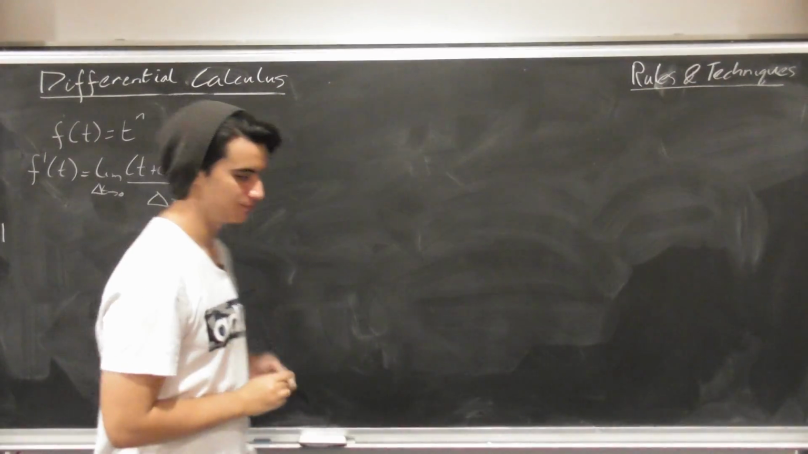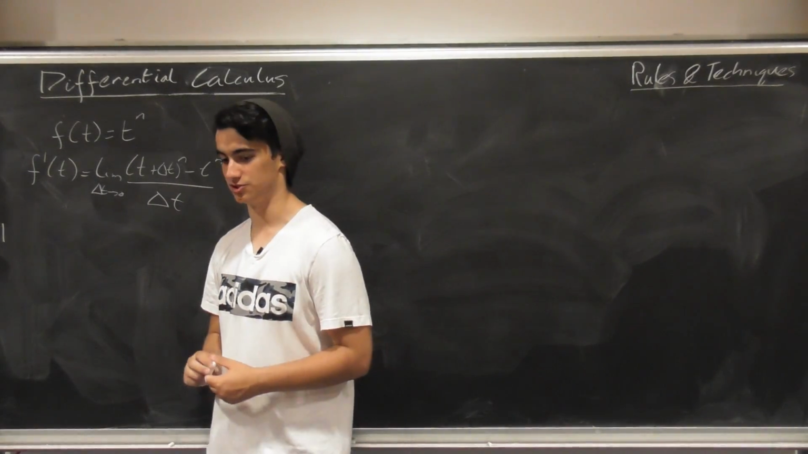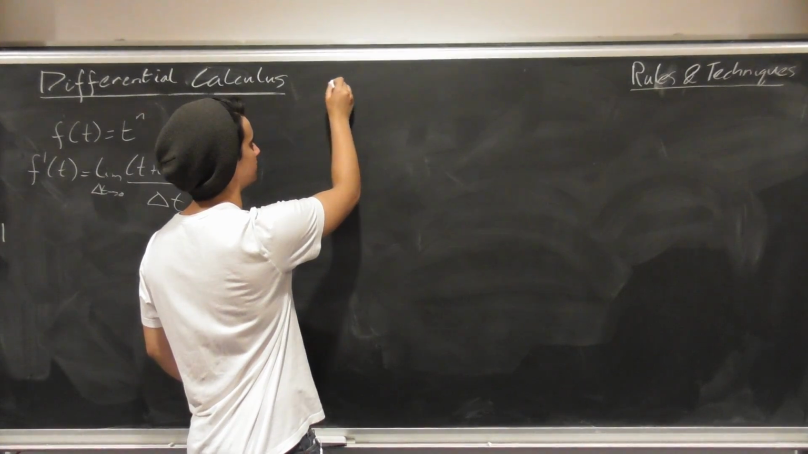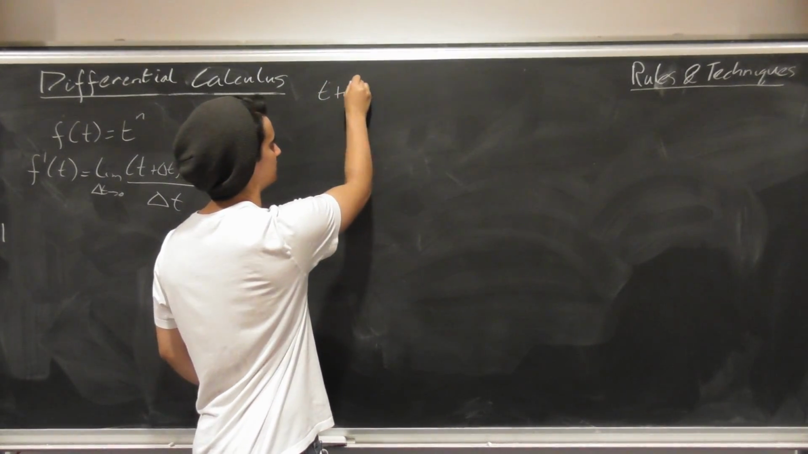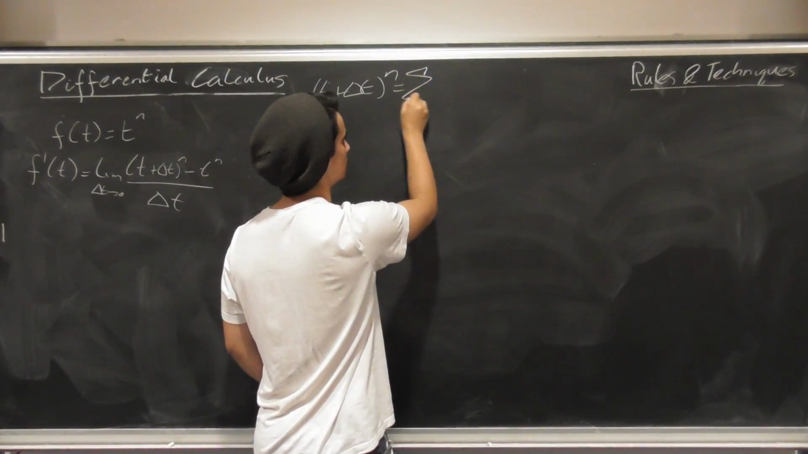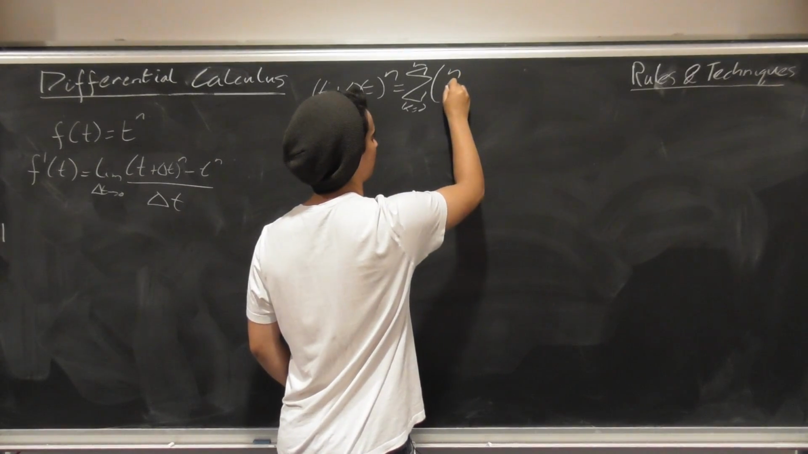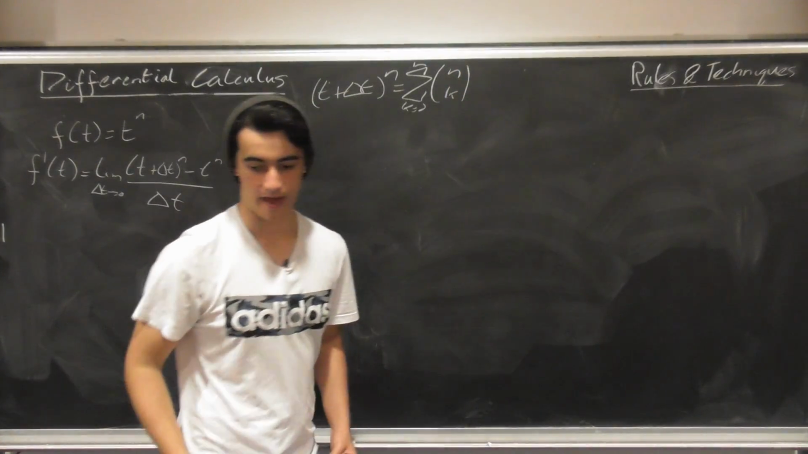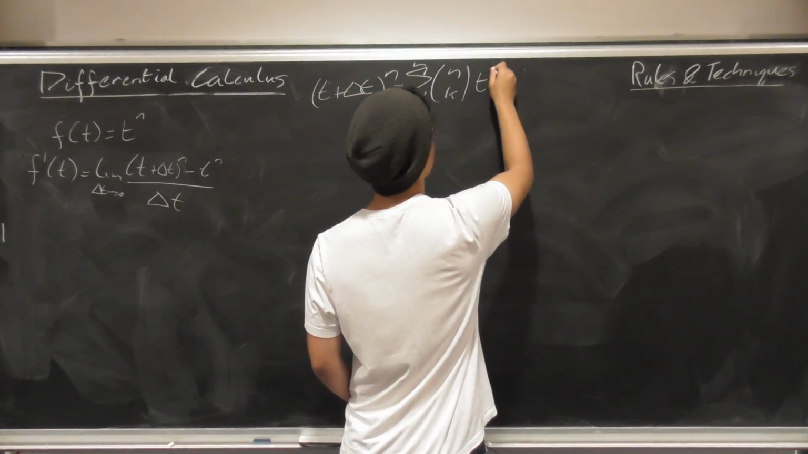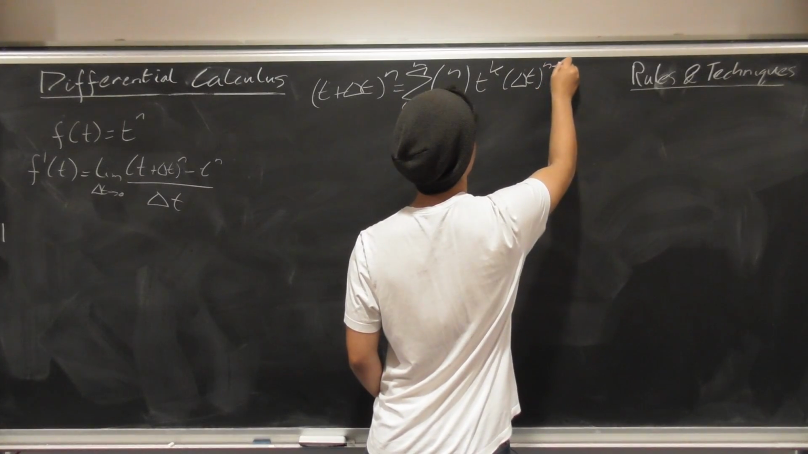Now, evaluating this t plus delta t to the n, we have to use something called the binomial theorem, which is one of Newton's discoveries, where we can write t plus delta t to the n as the sum from k equals 0 to n of n choose k times t to the k times delta t to the n minus k.